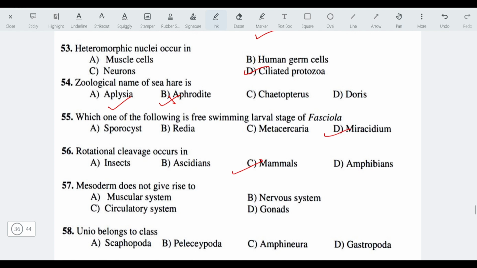Next, rotational cleavage occurs in mammals, right? It occurs during early development. Next, mesoderm does not give rise to. The answer is nervous system. Next, Unio belongs to class. The answer is Pelecypoda because they are bivalvia. They have two shells connected by a hinge, right?